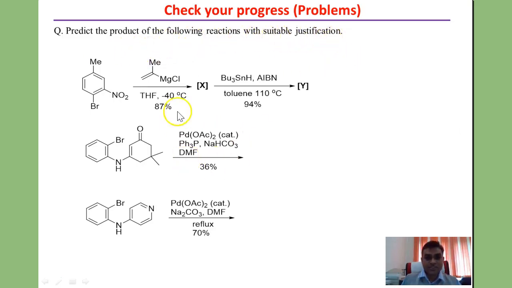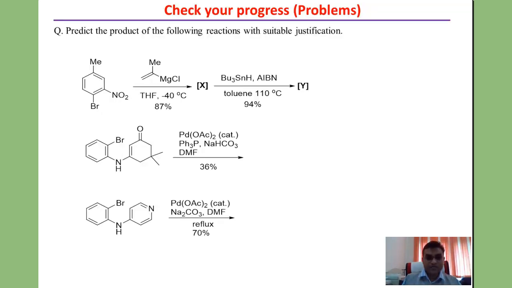Then the second variety of problem is: predict the product of the following reaction with suitable justification. Here the Bartoli reaction is successful with the ortho-substituted nitrobenzene, and sometimes this ortho position is not necessary, and therefore we start with the bromo compound. We get a 7-bromoindole derivative here. Later on this bromine can be removed with tributyltin hydride. We already discussed it here. Then this is a Heck type of coupling. This is also a Heck type of coupling. That's applications of transition metals for the synthesis of indole molecules.